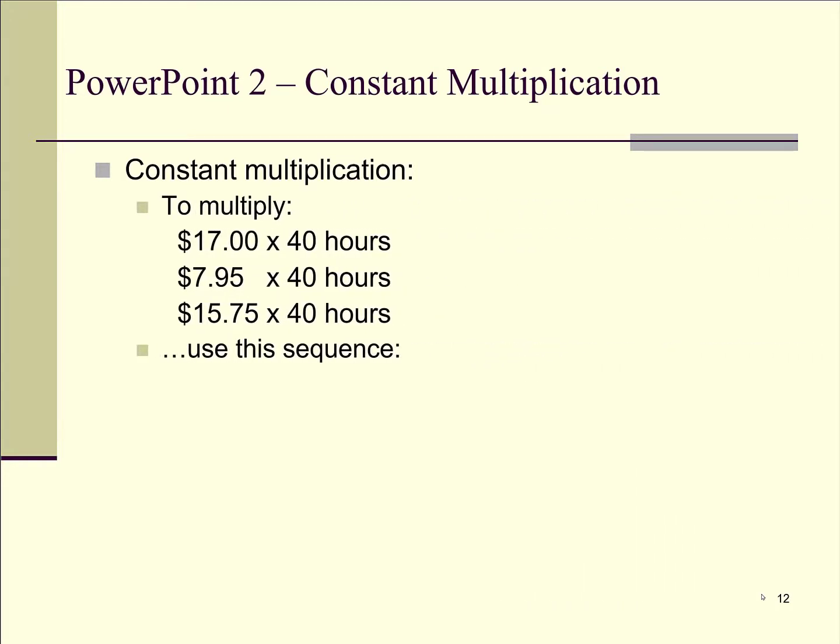Let's try a new set of problems. So we're going to be multiplying some numbers times 40 hours. So apparently we work in payroll, and we've got hourly rates, like the first person makes $17 an hour, and we're trying to calculate how much we're going to pay this person this week. So we're going to take $17 per hour times 40 hours per week. And we've got 3 people to do this with.